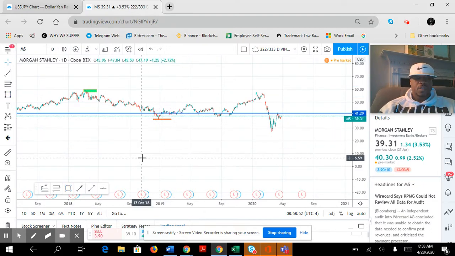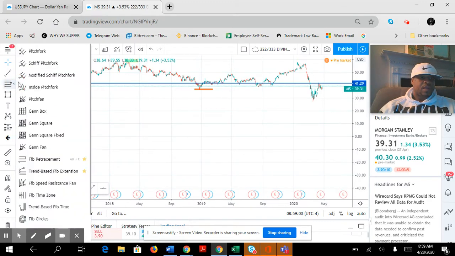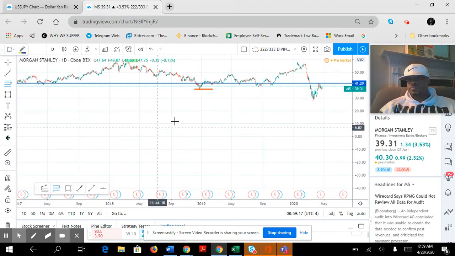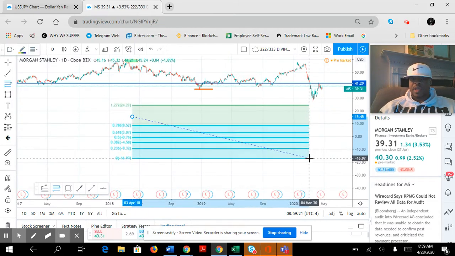Before we get started, I need you to go over here to your left on TradingView, and you've got this icon right here. Scroll down to fib retracement. We're going to use that, and we've got the trend-based extension, which we're going to use as well. Go ahead and click on the fib retracement. Find an area on your chart where you can pull it up. I just scroll down and pull it up down here.